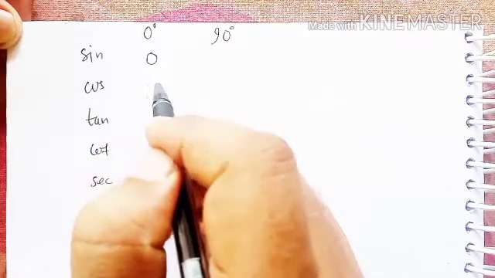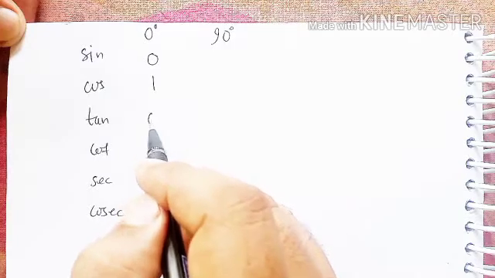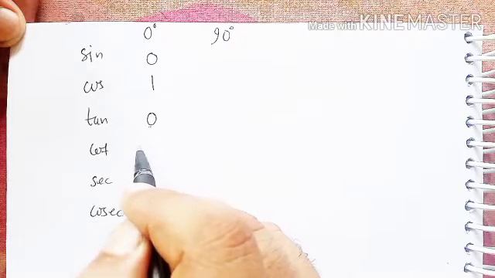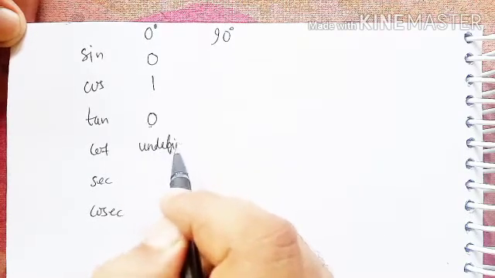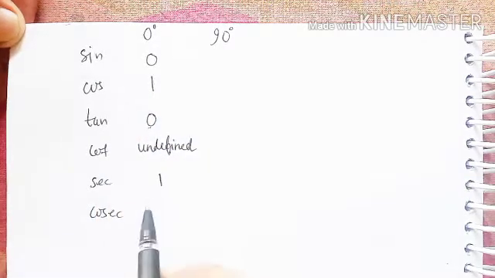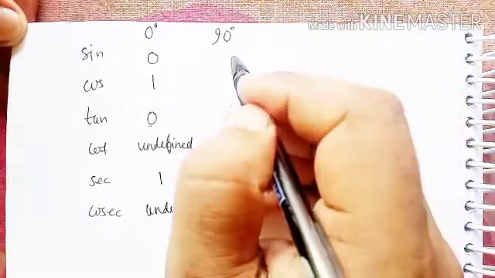Now you can justify why the T ratios have such values. Sin 0 degree is 0, cos 0 degree is 1. Now you can find tan 0 degree, 0 by 1, 0. Cot 0 is the reciprocal of 0, which is not defined. Sec 0 is the reciprocal of 1, so 1. Cosec 0 is the reciprocal of 0, which is undefined. 90 degree. Sin 90 degree is 1.